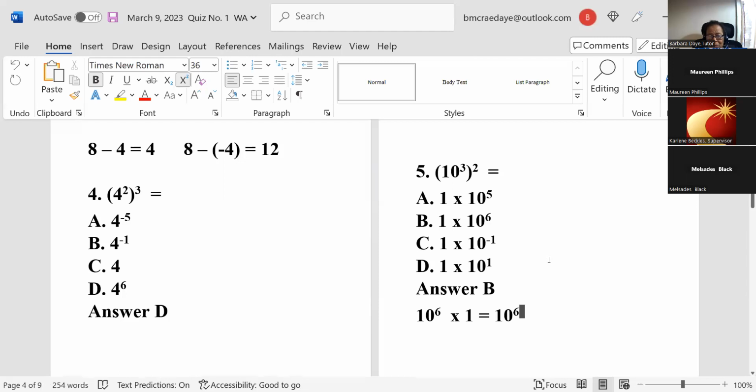No. I see you have 1 times. Right, that's what I'm saying. You don't see just 10 to the 6. So you ask yourself, which one of these choices is equal to 10 to the 6? That's the B, the only one. 1 times 10 to the 6 is equal to 10 to the 6, right? I never saw this one like this before, so I'm asking the question.